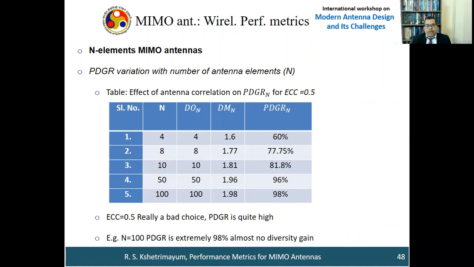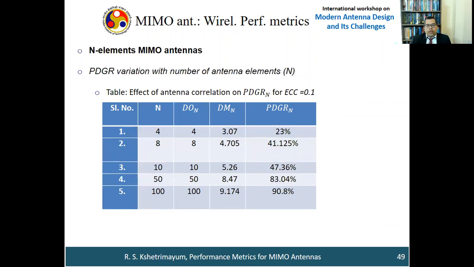Let's consider another case when ECC has been reduced to 0.1. Antenna engineers design their MIMO antenna array such that the ECC value has been significantly reduced to 0.1. How much is the percentage diversity gain reduction for a 4-element MIMO antenna? 23%. It's also quite high now. When you consider a 100-element MIMO antenna, it is around 90.8%. So it's very high, close to 100%. So an ECC of 0.5 or 0.1 is not acceptable when you have a large MIMO antenna array.